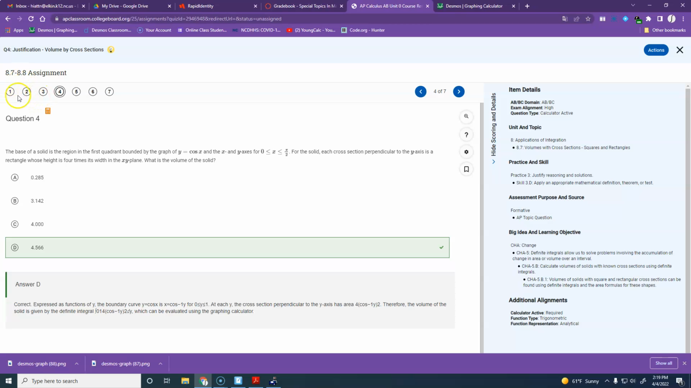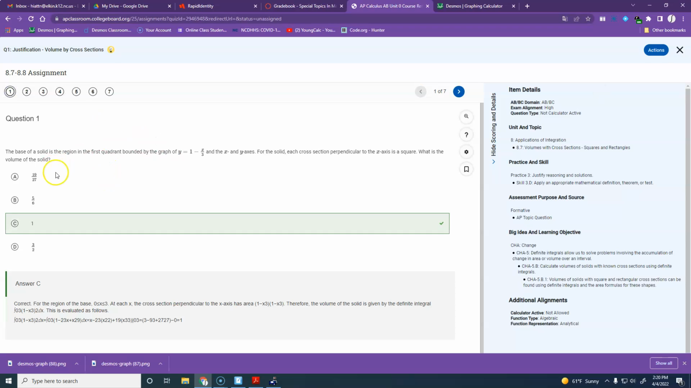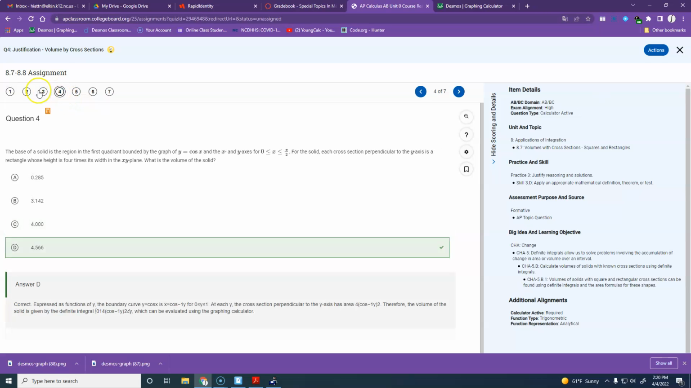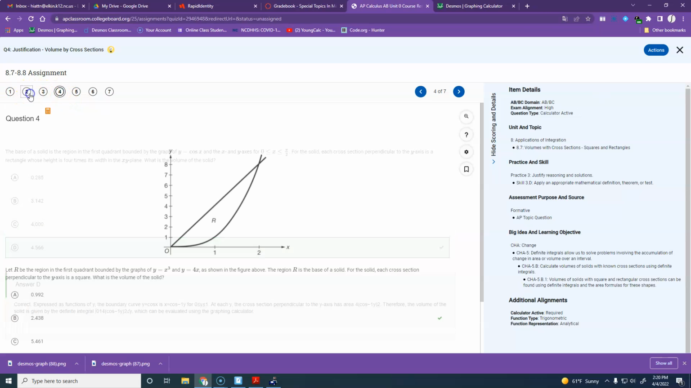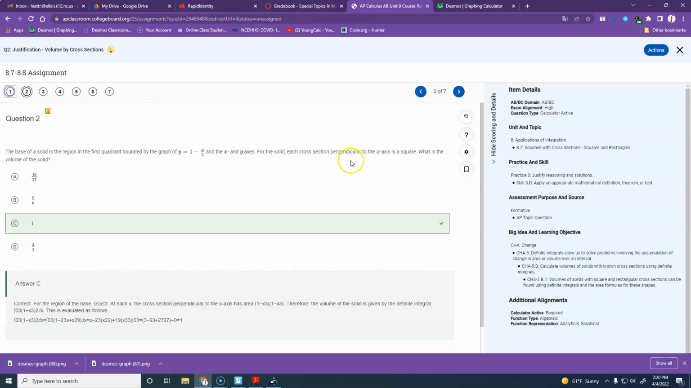All right. So write down the 100%. Let's just go through the setup for each one. I'm not going to solve each one. Well, it was only number 1 that you had to solve by hand, right? Yeah, the rest of them were calculator active. But let's look at the setup for each one.